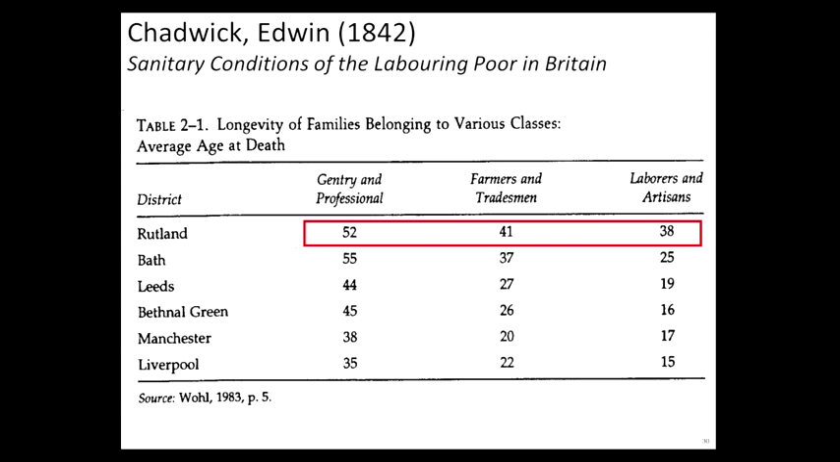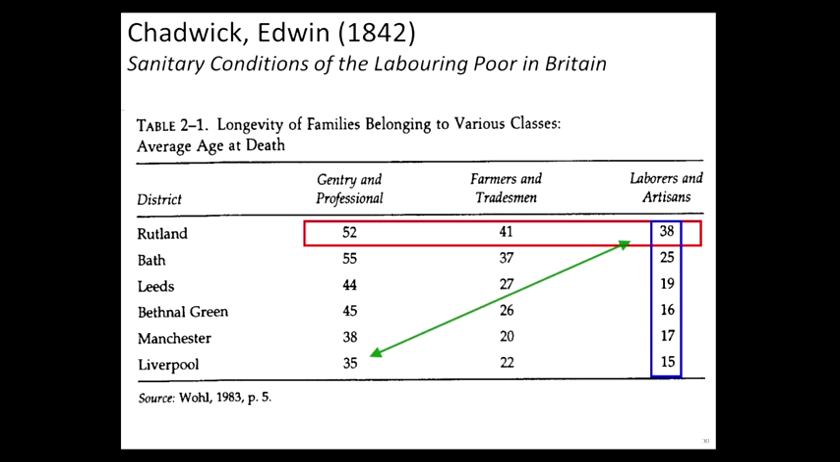If I take Rutland, you find that longevity is higher among the high social class compared to the laborers and the artisans. I can take any given social class, for example the low social class, the laborers and the artisans, and for any given social class there's a dramatic variation in places. Rutland has more than twice the longevity compared to Liverpool.